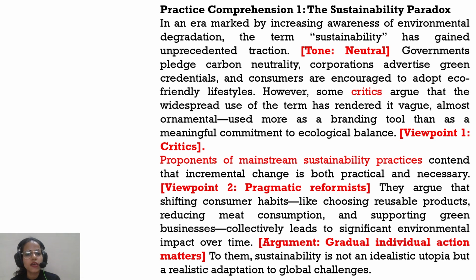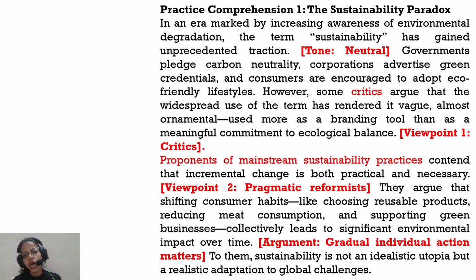The passage reads that in an era marked by increasing awareness on environmental degradation, the term sustainability has gained unprecedented traction. At this point, we see that the author has just introduced the concept and the tone is fairly neutral. So the idea should be okay, starting on a neutral tone. Let's see what happens further.